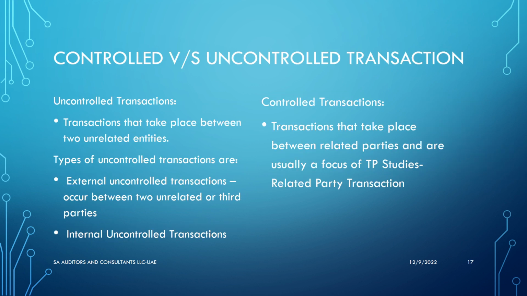Now, what are controlled transactions? What are uncontrolled transactions? Uncontrolled transactions are transactions that take place between two unrelated parties, like independent parties. The types of uncontrolled transactions are external uncontrolled transactions, which occur between two unrelated or third parties, and internal uncontrolled transactions. What are controlled transactions? Transactions that take place between related parties and are usually the focus of transfer pricing studies. Related party transactions.